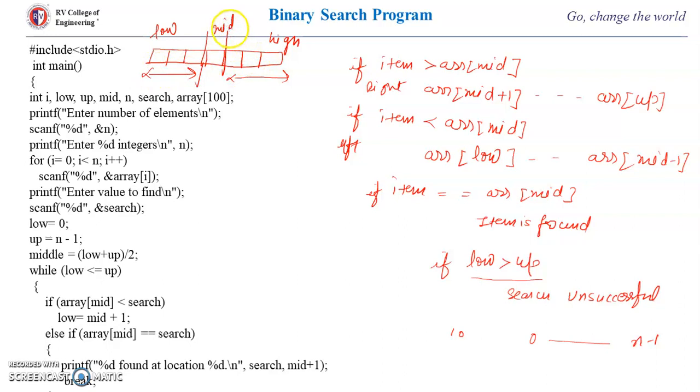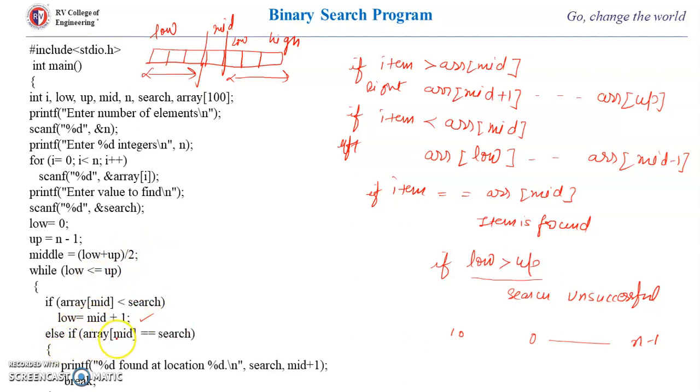Okay, so right half means my low value will be mid plus 1. So the low value will be this value. Now this will be low and this will be high. So low will be what? This is mid, so this will be low. Low will be mid plus 1. If I say my elements are here, then low will remain the same, and this high will be mid minus 1. So that's what we are doing here. If array mid is less than search, then low will be mid plus 1 and high will remain the same.